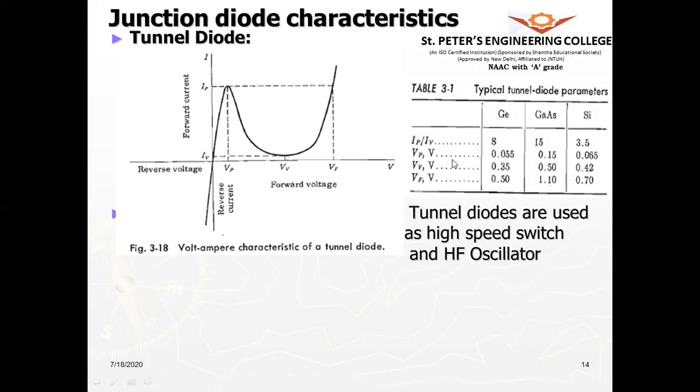So these are the typical values for the tunnel diode parameters: IP, IV, and VP in terms of volts, and the valley voltage, the forward voltage. It is all given here. This tunnel effect is observed in germanium, silicon, and gallium arsenide. So these are the different tunnel diodes.